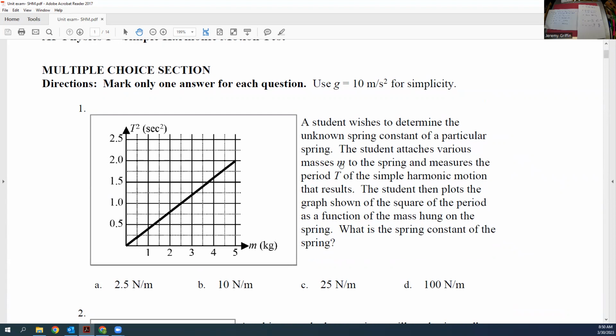The student attaches various masses to the spring and measures the time period capital T of the simple harmonic motion. The student then plots the graph of the square of the time period as a function of the mass on the spring. What is the spring constant? You should be able to do this too. You switch out the mass, so you do little masses, medium masses, big masses, and then measure the time periods. You should be able to linearize the data, like create that graph from scratch too. So let's answer that first, and then we'll look at linearization. You guys figure out the answer to that question. I'll give you a minute there.